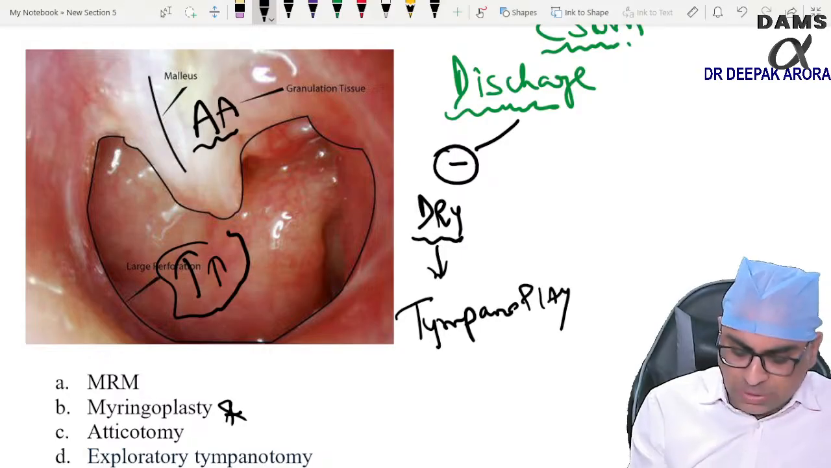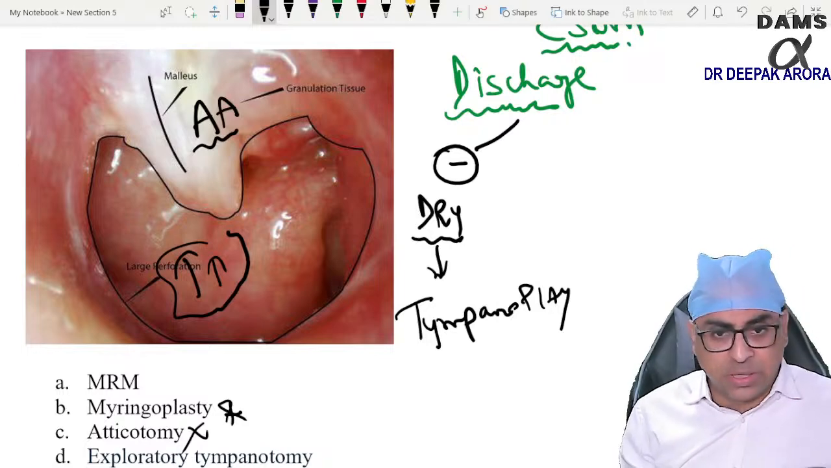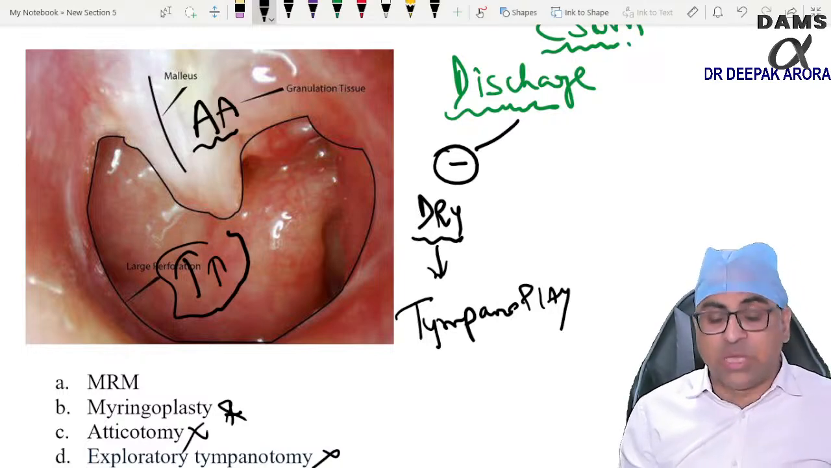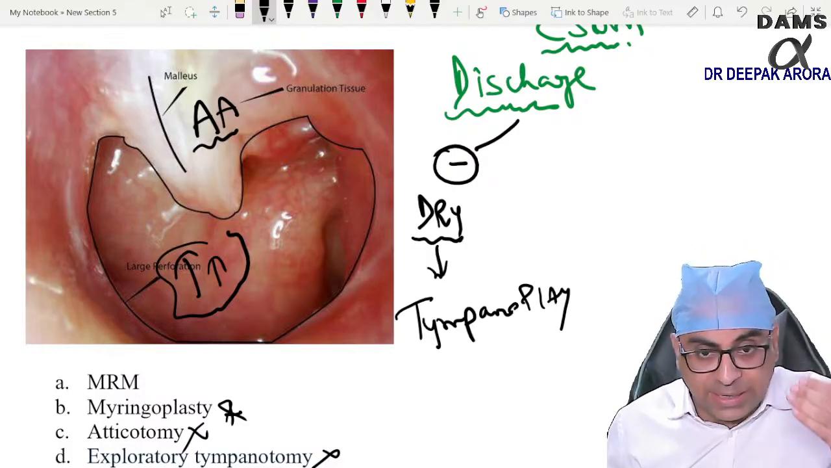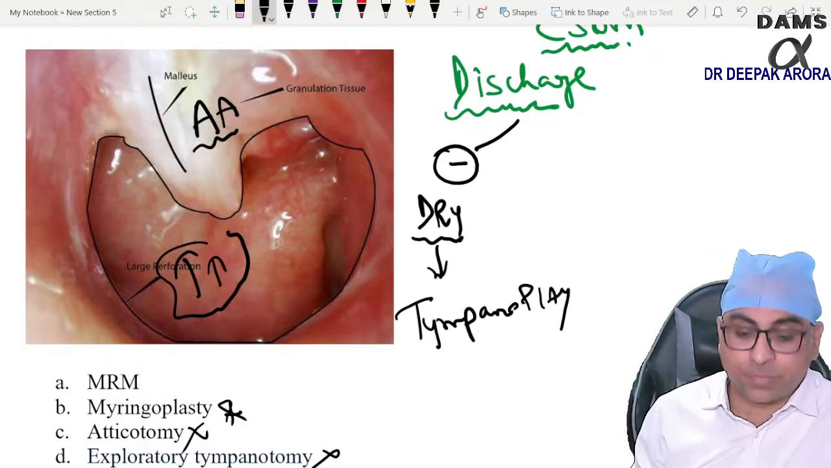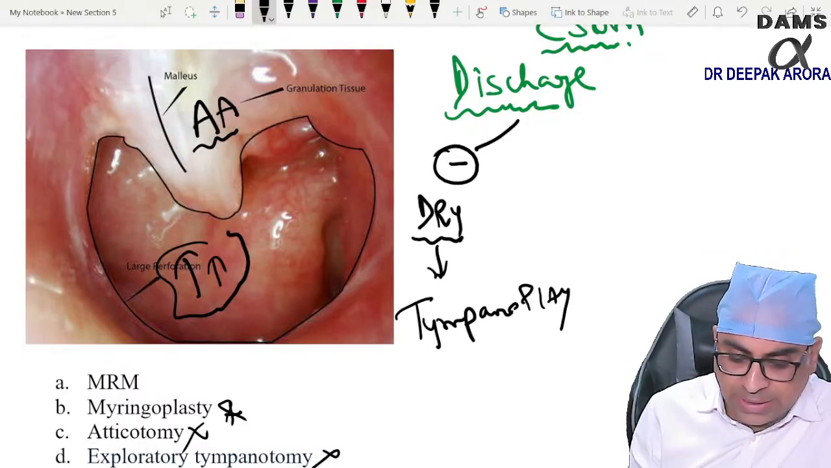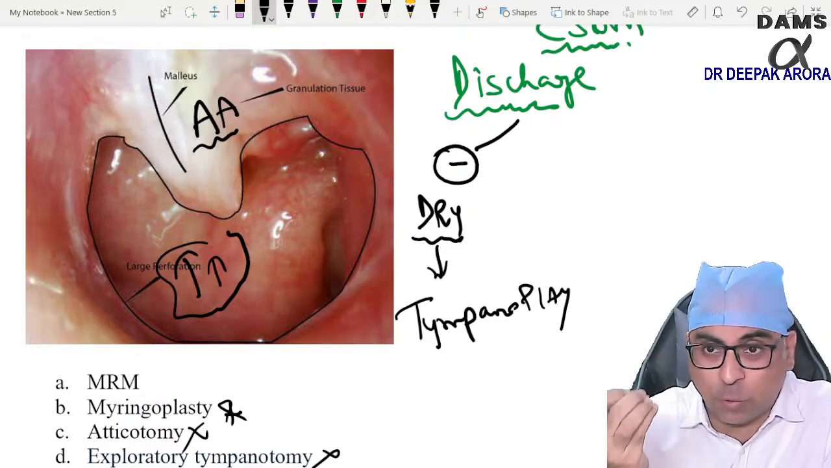Tympanoplasty. Dekho beta, two options I can directly rule out. Atticotomy cannot be the right answer. Explorative tympanotomy, we go for explorative tympanotomy when the tympanic membrane is intact and I want to make a diagnosis of conductive deafness. I have not mentioned it cannot be MRM. I am just making a flow chart for you.